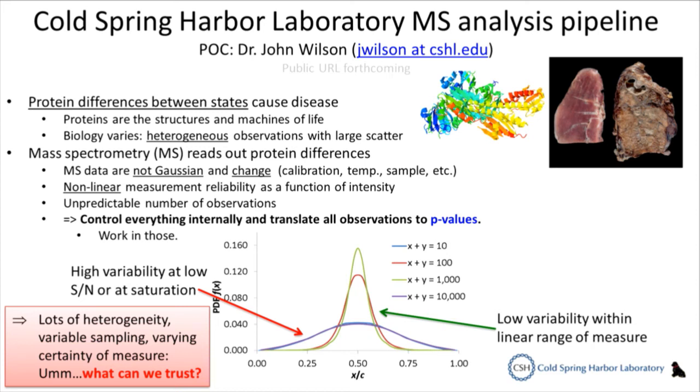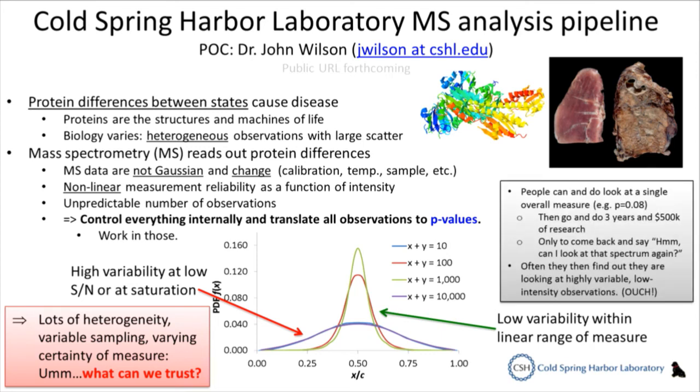The point of contact is at Cold Spring Harbor, Dr. John Wilson. And it's very important to research for disease and others. For example, you can see a healthy lung versus a not so healthy lung caused by disease. So the whole idea is to search and find out where the peptides, where the proteins have changed, so that we can fix them.